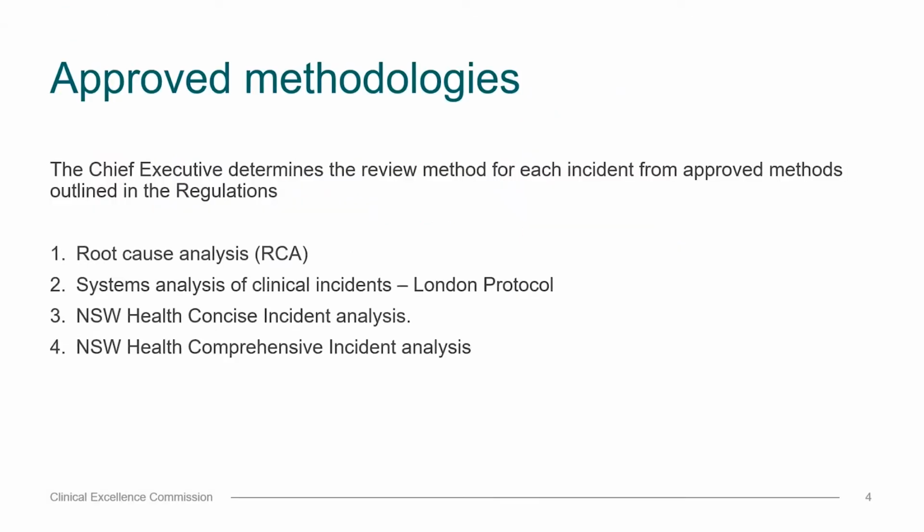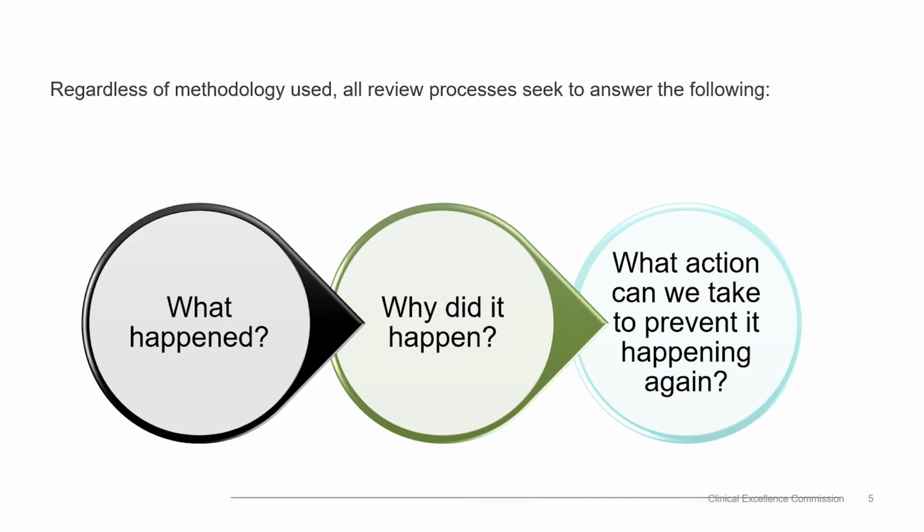London Protocol is one of 4 approved methodologies used in New South Wales. For each Clinical Harm Score 1 incident, the Chief Executive determines the review method to be used. Regardless of methodology, all review processes seek to answer 3 key questions: what happened, why it happened, and what action we can take to prevent it happening again.